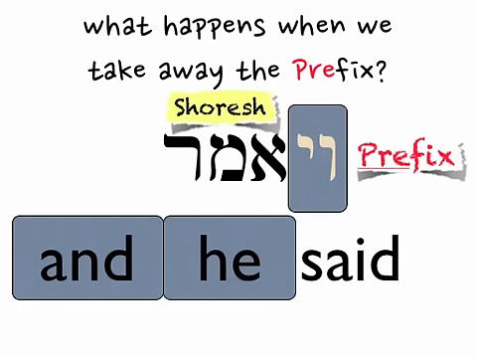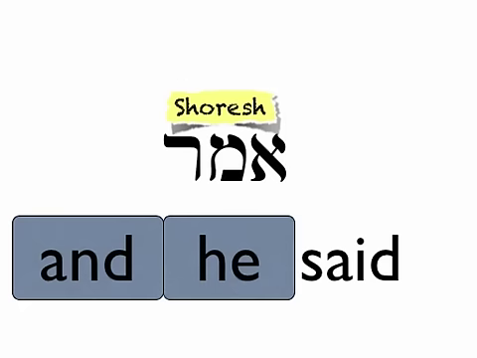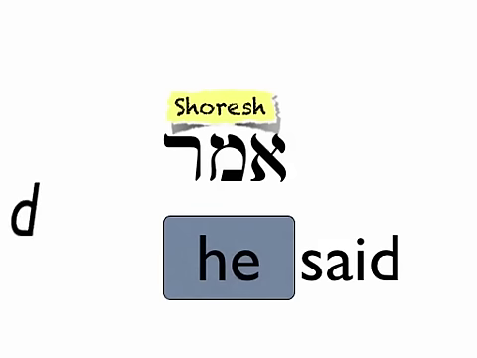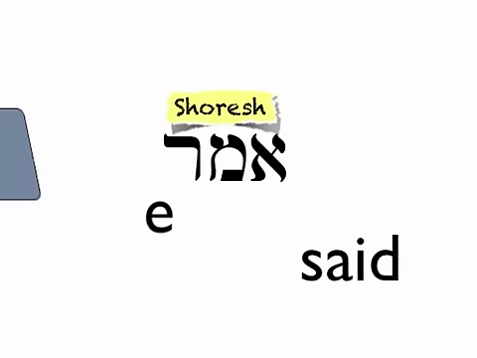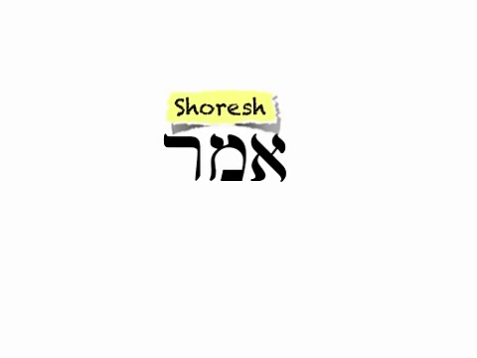What happens if we take away the prefix? Oh, there it went. We're now left with the Shoresh. But look what happens to the meaning. Oh, there goes that word. And yes, even the meaning of the Shoresh itself changes a little bit. And now the Shoresh, Aleph, Mem, Resh, means to say.